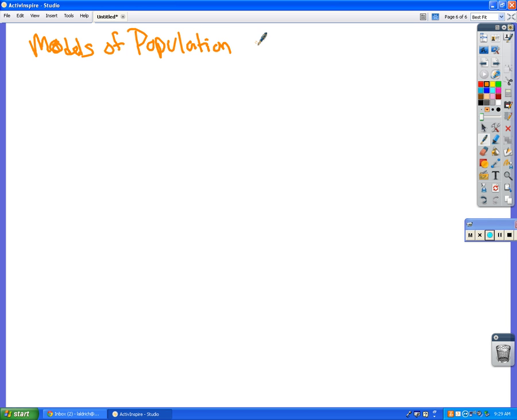Okay, so the first kind of model that we're going to look at is the model of population growth. One model for the growth of the population is based on the assumption that the population grows at a rate proportional to the size of the population. That is a reasonable assumption for a population of bacteria or animals under ideal conditions.